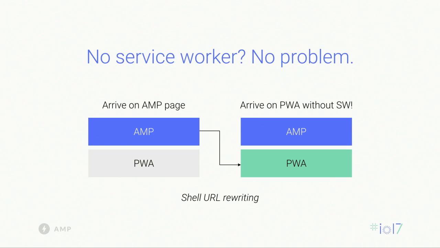And if you don't have a service worker and you still want people to lead to that richer experience, a progressive web app that might not work fully because there's no service worker in some browsers, you can still do that with a technology that we call shell URL rewriting. That's part of AMP install service worker. Basically, what this does is it says, detect if service worker is available in this browser. If it's not, rewrite the URLs on this site to go to a fallback domain.